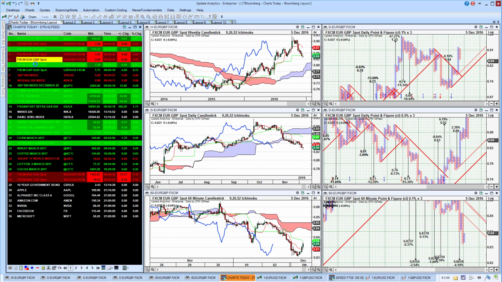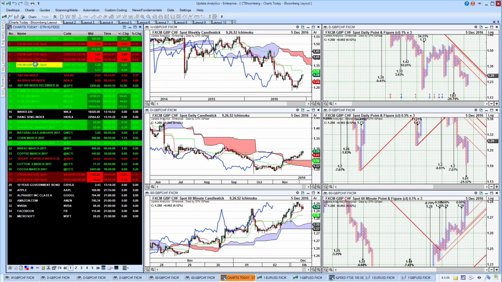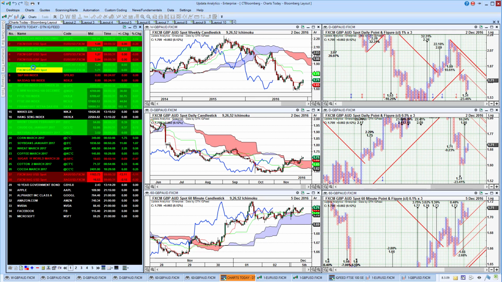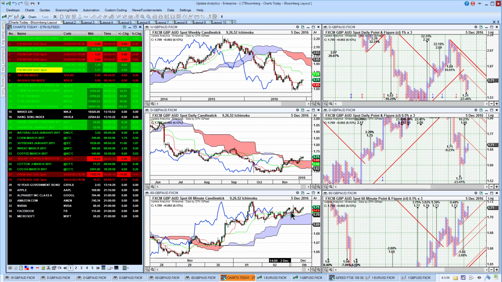If we take a look at sterling against the Swiss, strengthening here through the cloud on the daily, so that's quite good news. And if we take a look against the Aussie dollar, just as an extra, we've got lots of upside targets here as well, so quite interesting.